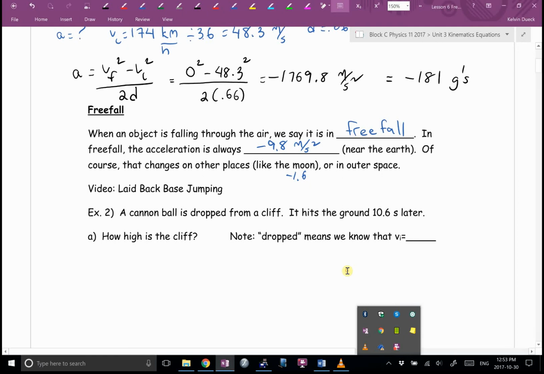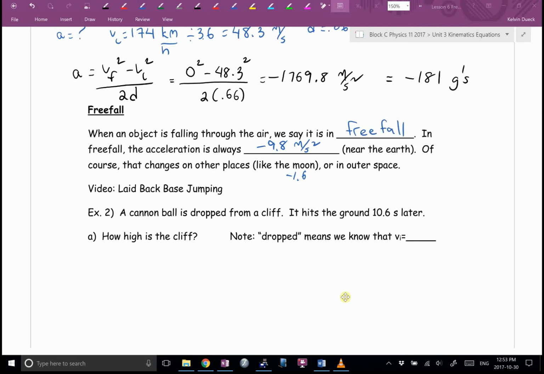A couple of key ideas if we're looking at free fall. First of all, Brian, I will never tell you the acceleration. What's the acceleration in free fall? Negative 9.8 meters per second squared. The question will not tell you that, Christy. It'll expect you to know that, which means you always have one extra piece of information that isn't mentioned in the question.